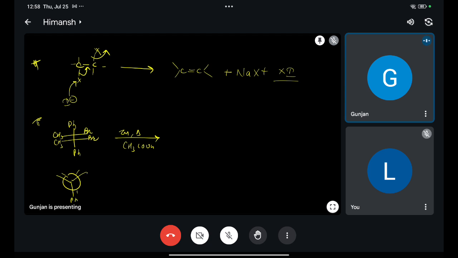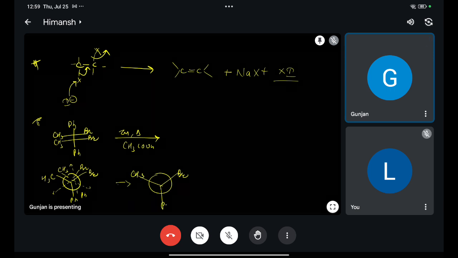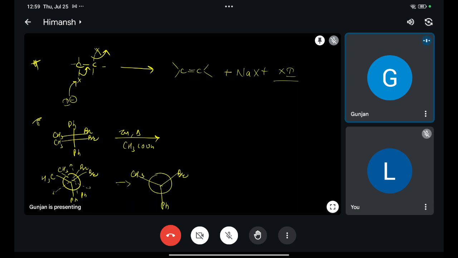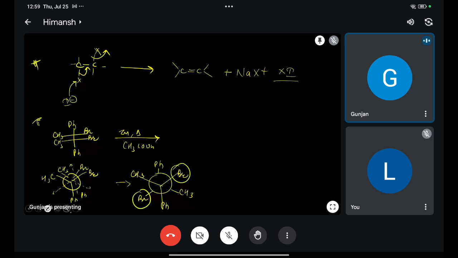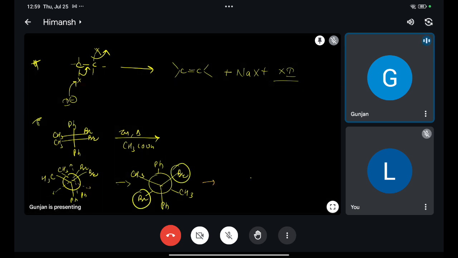PH, VR, CH3, PH, VR, CH3. You have to rotate it to 180 degrees like this. So you will get VR over here, CH3 over here, PH over here. This VR goes over here, CH3 will be over here, PH will be over here. VR and VR eliminate out. You will get an alkene.